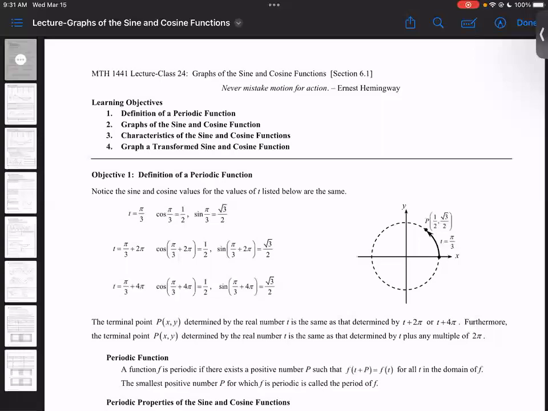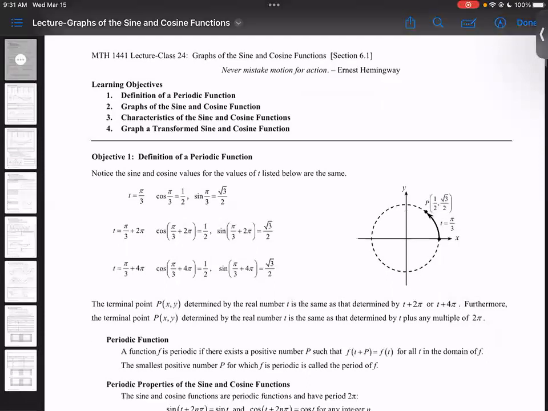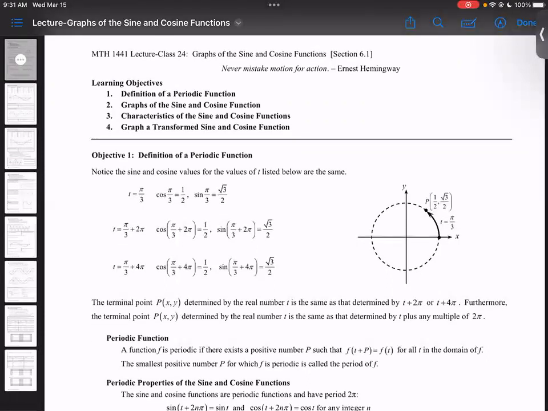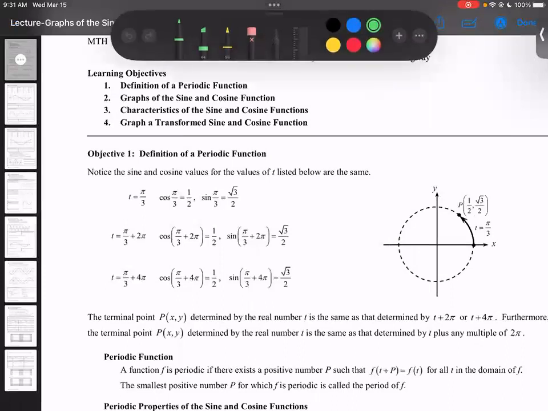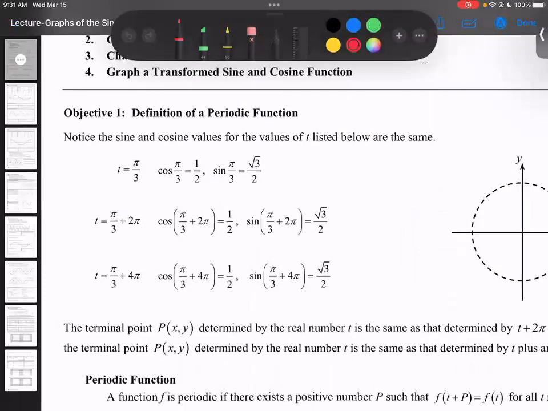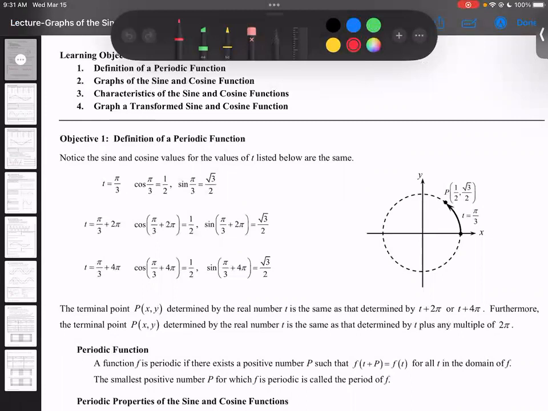The lecture is continued with graphing sine and cosine function. Now, are you familiar with reference number? Say, for example, if I have the arc length, they don't allow me to say the angle. It is an angle. It is theta. But for now, we're going to call it arc length, okay?